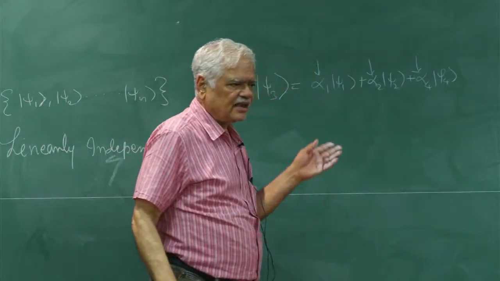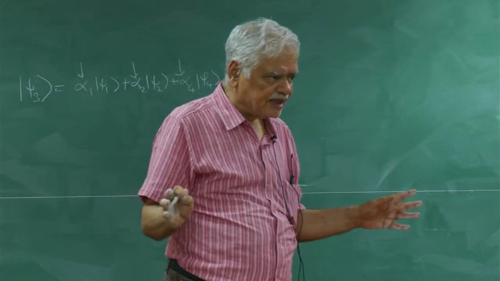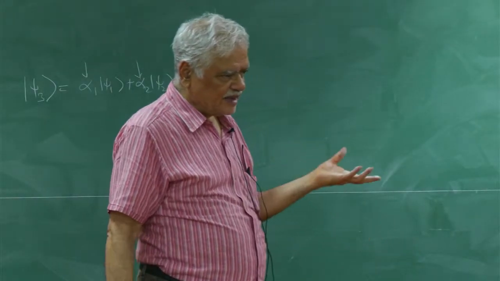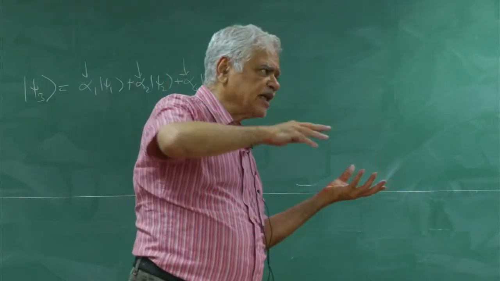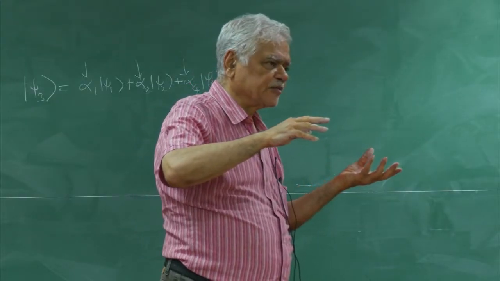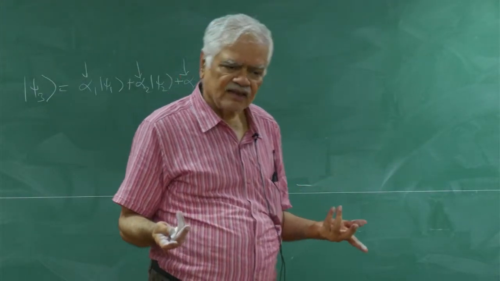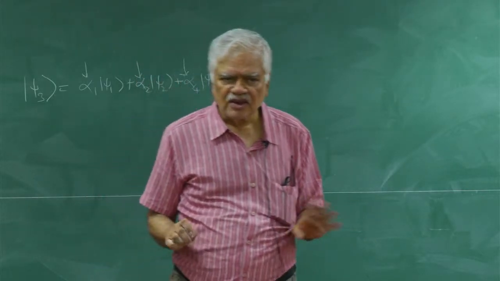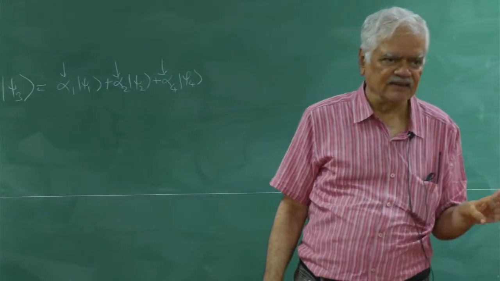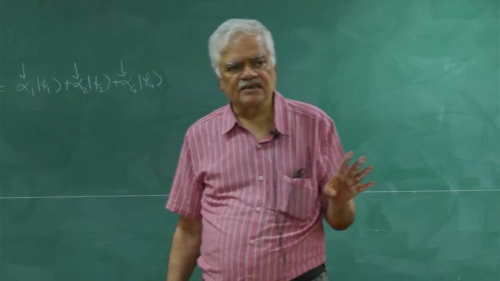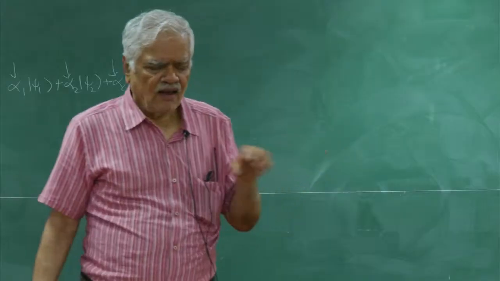The only way I can write it like this, if the set is independent, means if I take any state out of that set and I am bent upon writing it as a linear superposition, then I have to make all the coefficients zero. That is the only way I can do it. There is no other way, because it's not possible to write it as a superposition of the remaining states. A set which is not linearly independent is linearly dependent.